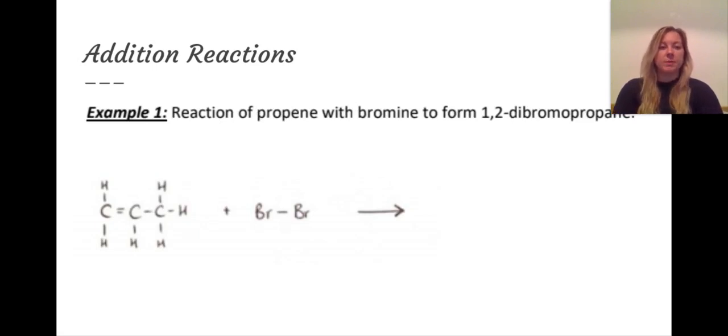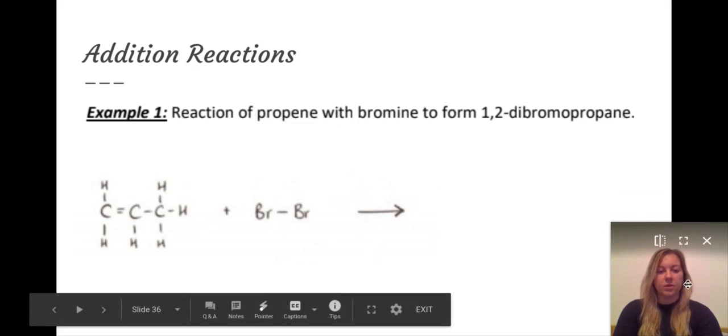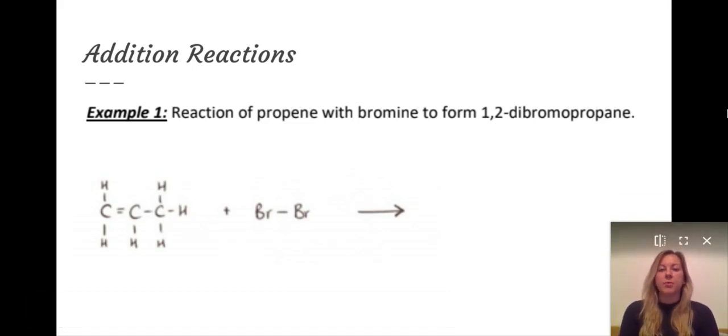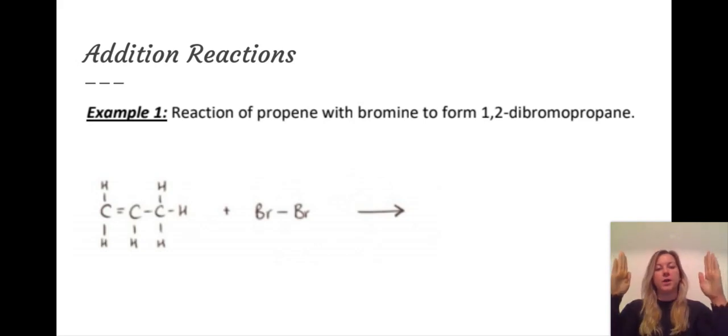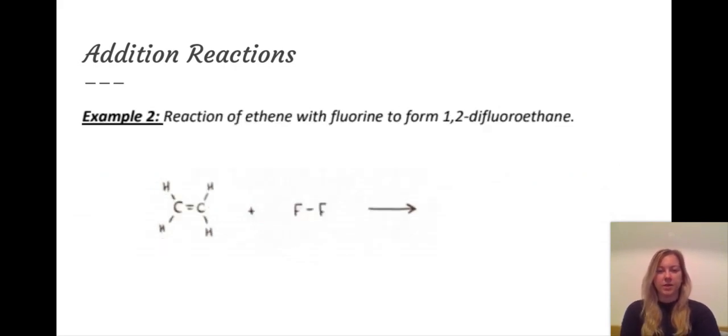So here are some examples I would like you to try. Example 1 is reaction of propene with bromine to form 1,2-dibromopropane. Again, our double bond is going to open up, your 2 bromine atoms are going to join on, and you end up with it looking like this. There's space in your booklet to copy these examples in.